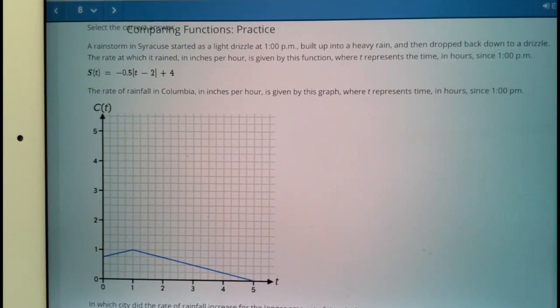A rainstorm in Syracuse started as a light drizzle at 1 o'clock, built up into a heavy rain, and then dropped back down to a drizzle. The rate at which it rained in inches per hour is given by the function, where t represents time in hours since 1 o'clock. The rate of rainfall in Columbia in inches per hour is given by this graph, where t represents time in hours since 1 o'clock.